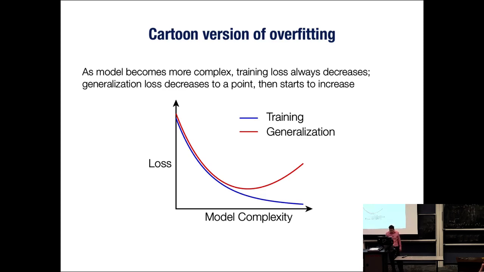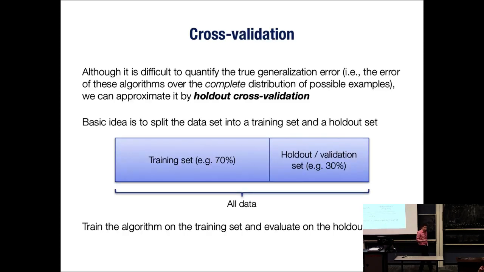Of course, it's oftentimes difficult to quantify this true generalization error. It's this quantity in expectation over some new distribution. What do you really expect to get? And so the way we do this instead is with a method called holdout cross-validation. This is probably pretty familiar to a lot of you.